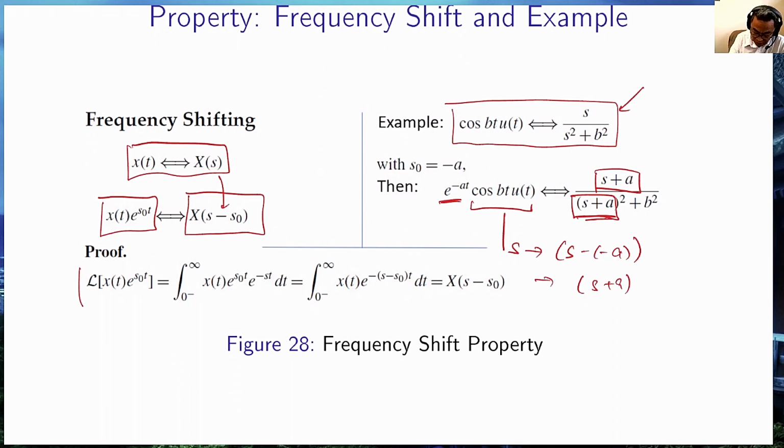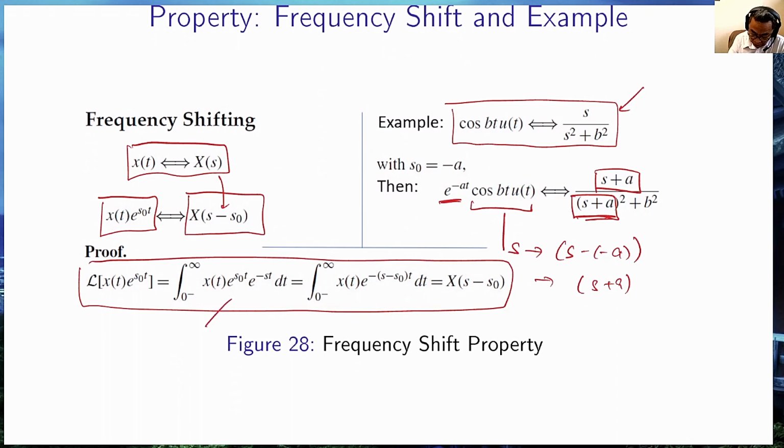The proof is in this one line equation. Simply, if we insert x(t) times e to the s naught t, we can bring the exponents of this exponential together. So what we find is that we are now integrating x(t) with respect to e to the minus (s minus s naught) t. Therefore, X(s minus s naught) is the result.